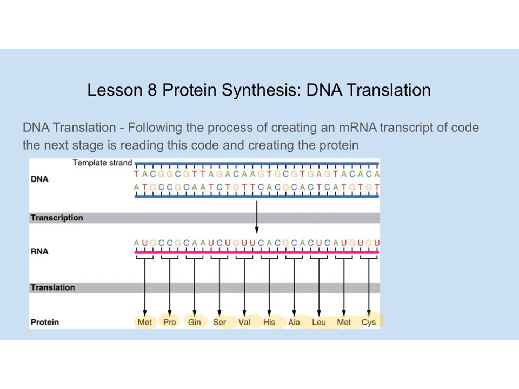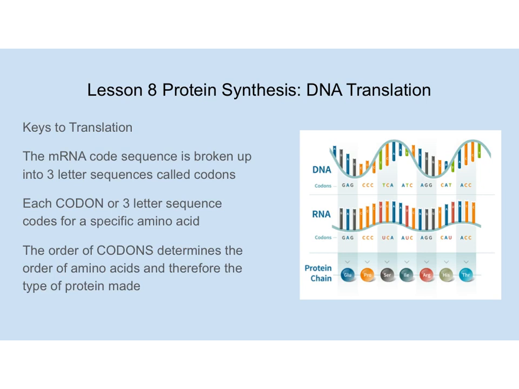Let me highlight. So letters are read basically 3 at a time. Every time you see 3 letters, it codes for a specific amino acid. So AUG, those 3 letters in that order, codes for methionine. CCG, in that order, codes for proline, and so on and so forth. That's the general idea. Let's go through this a little bit in depth.